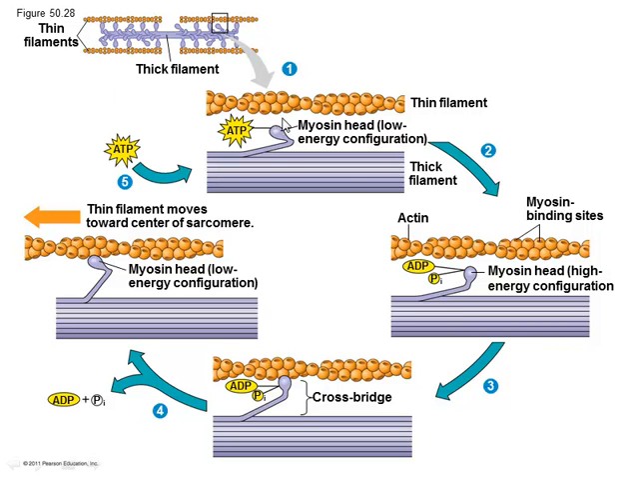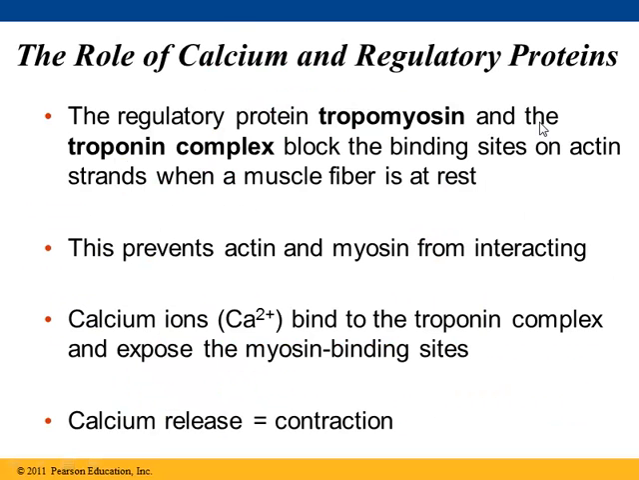The key to this process is if myosin can bind to these myosin binding sites, the muscle will flex. Okay, this muscle will contract. But if myosin cannot bind to those sites on actin, then the muscle will sit limp and won't do anything. Okay, here is where the regulation occurs.